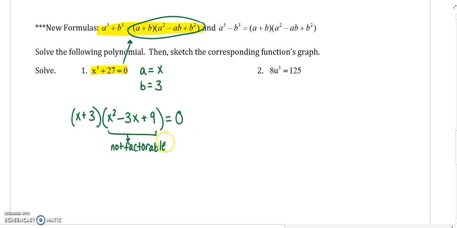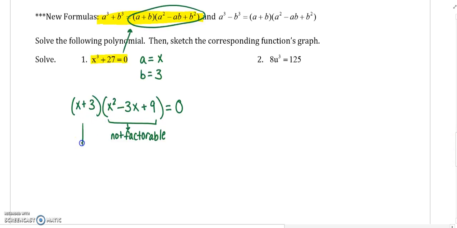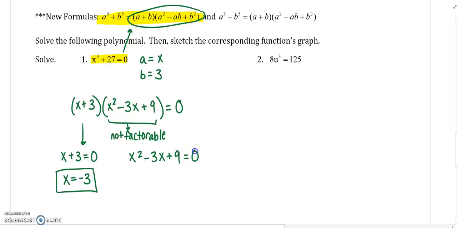So since I'm done factoring, I would go ahead and use zero product property and start solving. All right, I would say x plus 3 equals 0. And I would solve that. That's x equals negative 3. And I would set this quadratic, this whole thing, equal to 0. x squared minus 3x plus 9 equals 0.